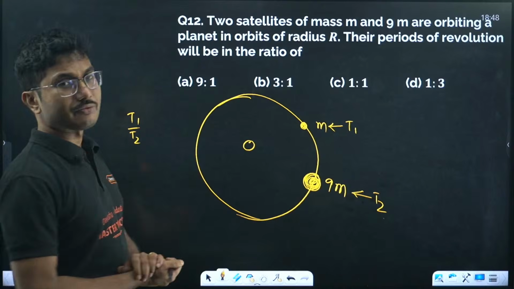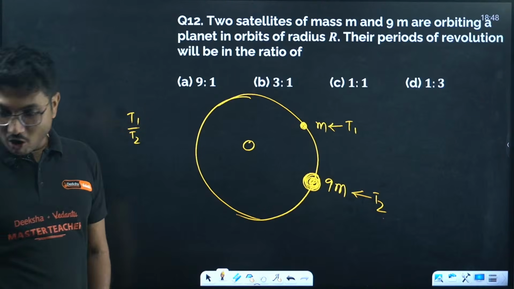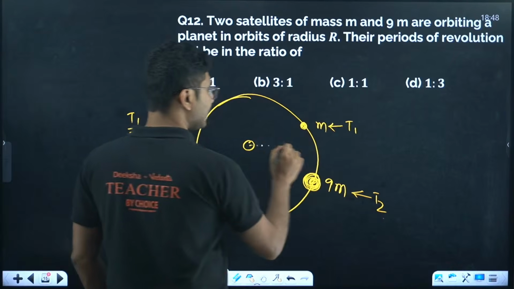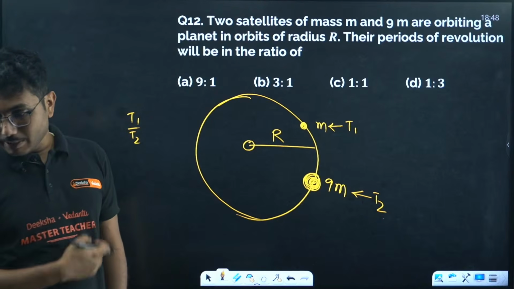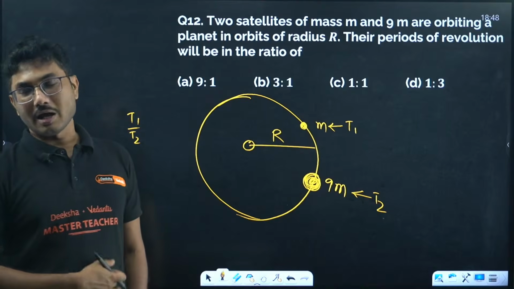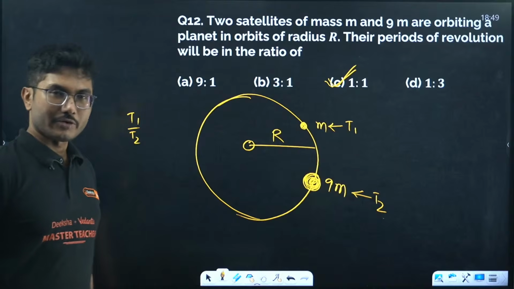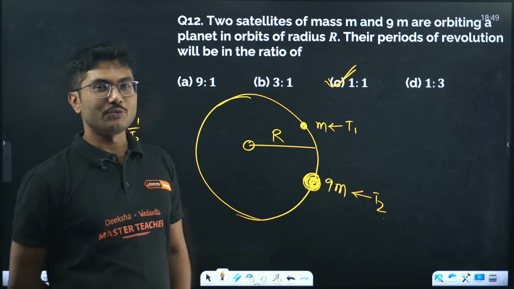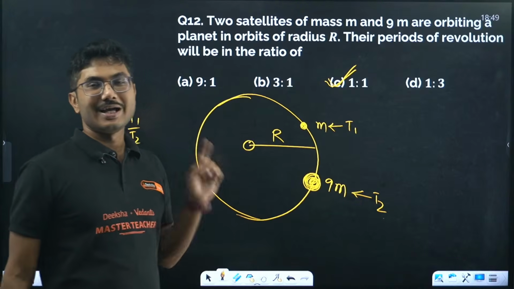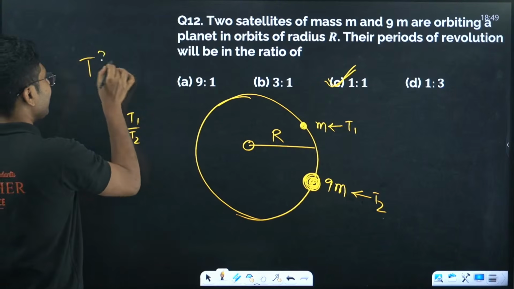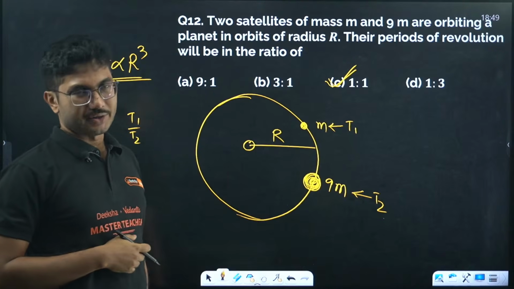So what is the answer for this question? Now remember that the time period of a planet is independent of the mass. It only depends on the distance. Kepler's law states that it depends only on distance. It does not depend on the mass. So the answer is 1:1. This is a trick question, trying to make you think that more mass means less time period. Actually no, the time period is independent. T squared is proportional to R cubed. There is no mass involved over here.